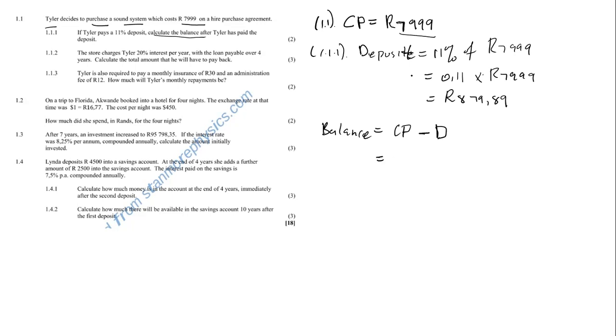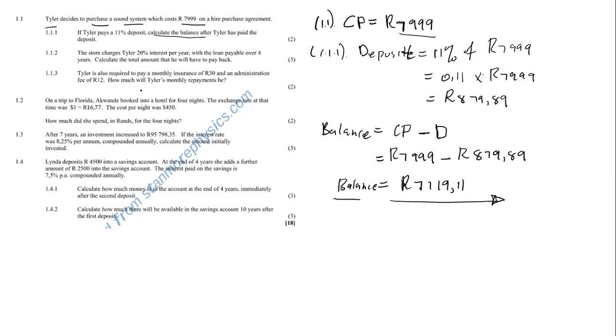So in this case, our cost price of the sound system is 7,999, subtract the deposit that Tyler has paid, which is 879.89. Therefore the balance that's going to be left after Tyler has settled the deposit, we're going to say 7,999 subtract 879.89. On our calculator we get 7,119 and 11 cents. Therefore, this will be our final answer for question number 1.1.1.